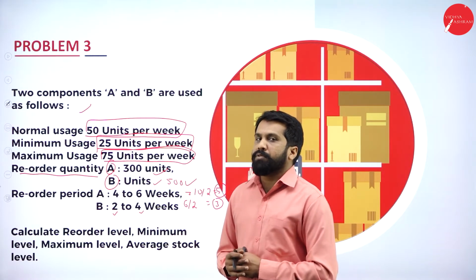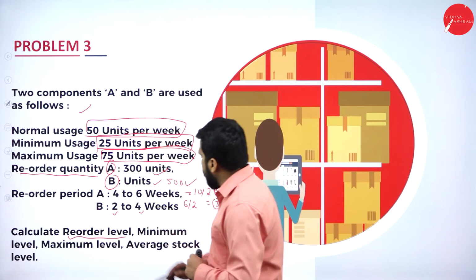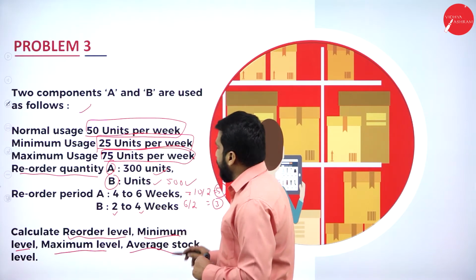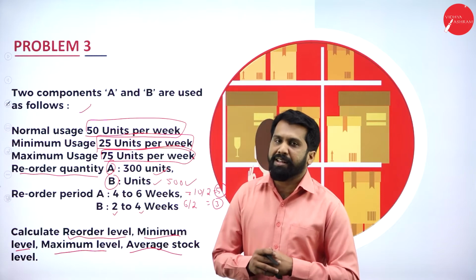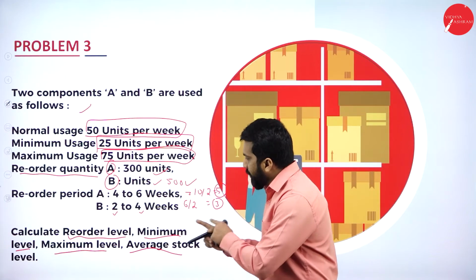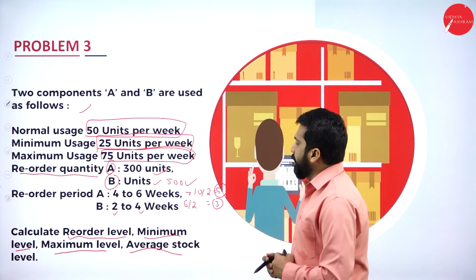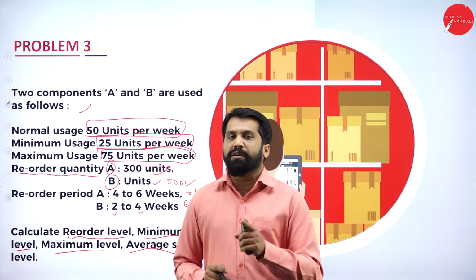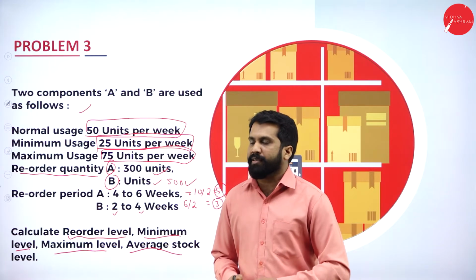Now, what are you supposed to calculate? You are supposed to calculate reorder level, minimum stock level, maximum stock level as well as average stock level. Normally they will not ask you danger stock level, but I'll show you one calculation later. In your examination, you can expect only these 4 kinds of calculations. Now, we'll go one by one. As I told you, even though they have asked minimum stock level first, always go for reorder stock level. Without doing reorder stock level, you cannot move further.